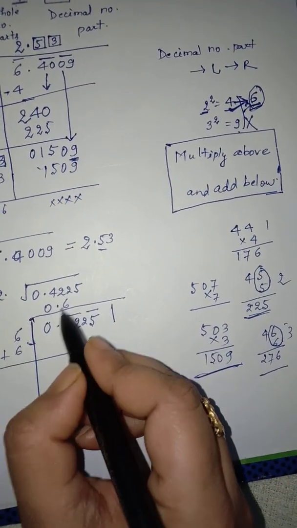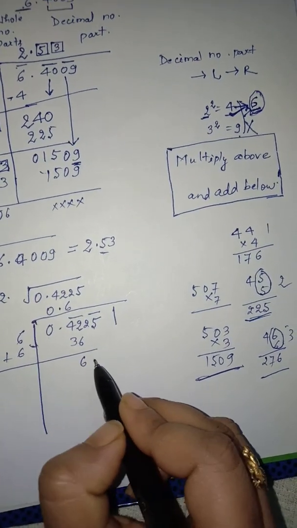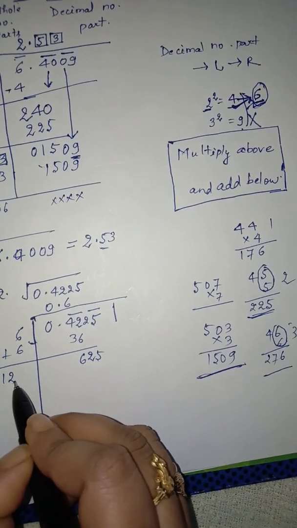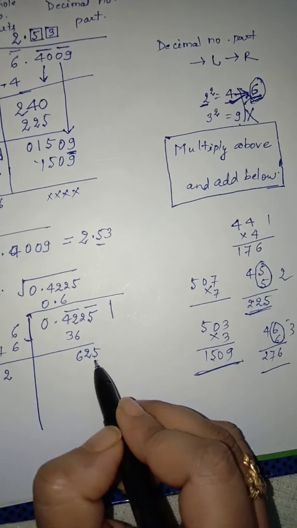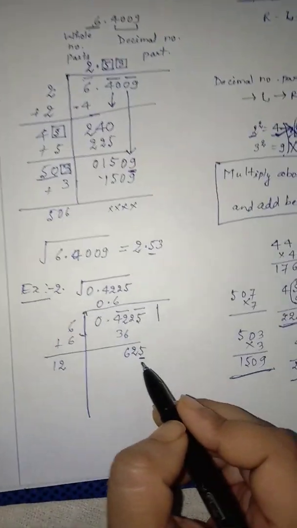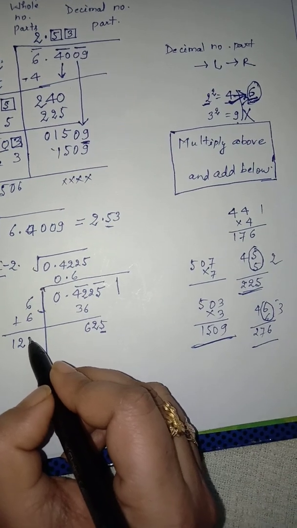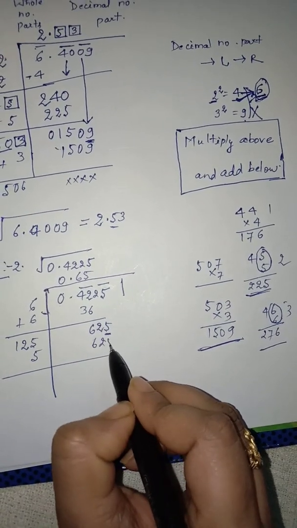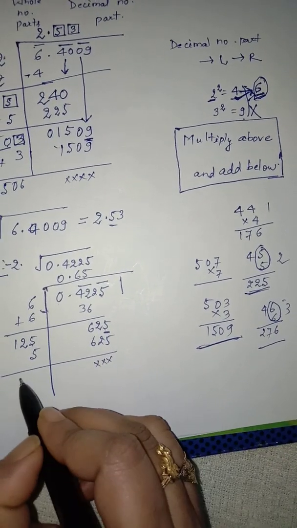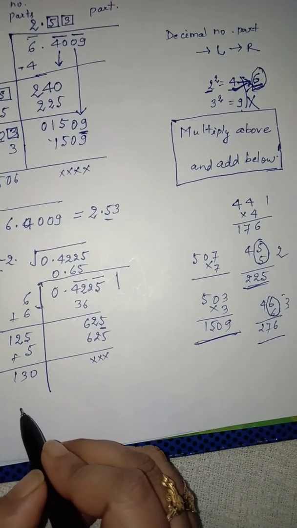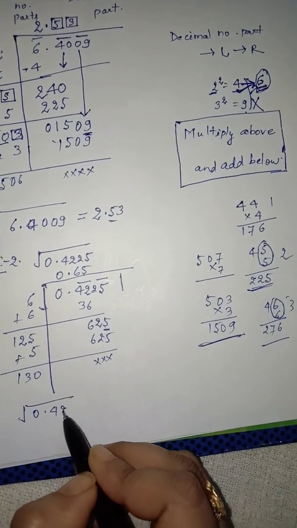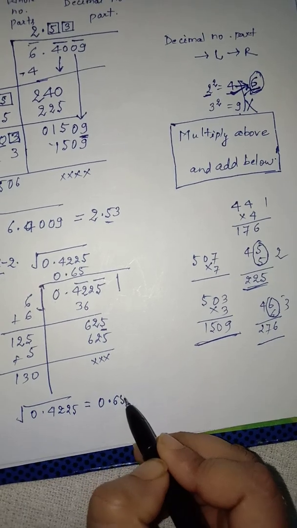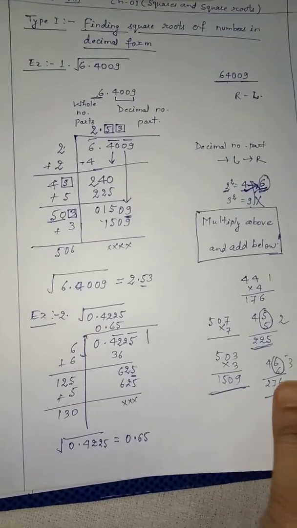Multiply above, 6 times 6. It will give 6, and 6 plus 6 is 12. And obviously at the unit place, if we have 5, then it will be 125 times 5, which is 625. Now the square root of 0.4225 equals 0.65. This is the first type of question.